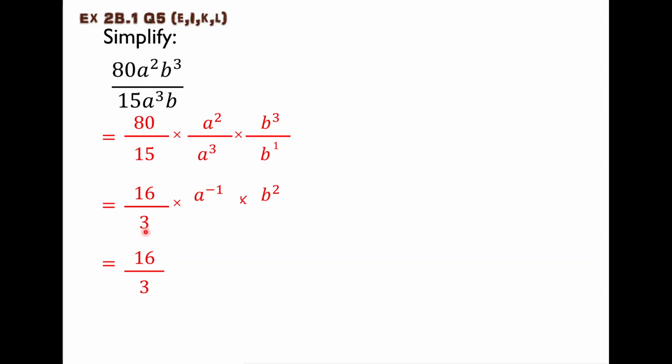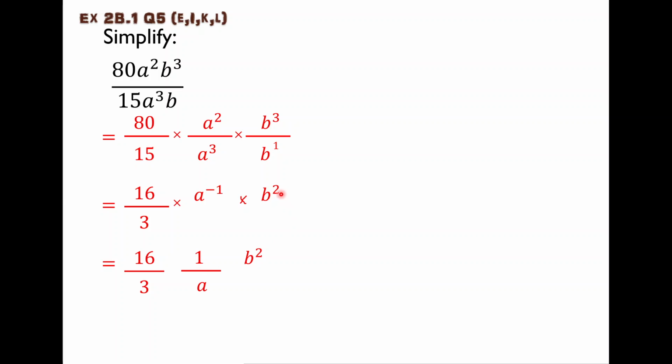So now to simplify, again, I can't simplify this because there's nothing that goes into 16 that also goes into 3. This one, I've got A to the power of negative 1, and a negative power means that you flip it. The A was on the top, but now it will be on the bottom. So a negative power means that it flips from the top to the bottom. If there's nothing left on the top, you can imagine that there's a 1 on the top.